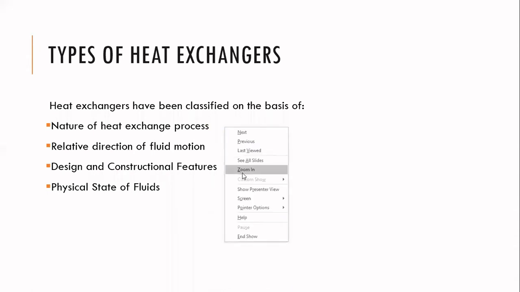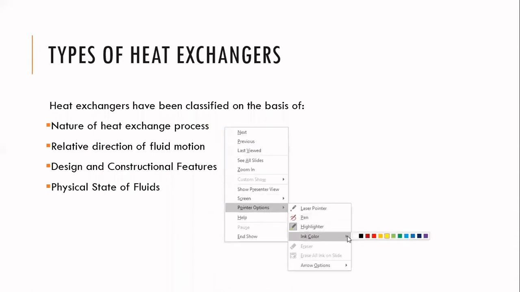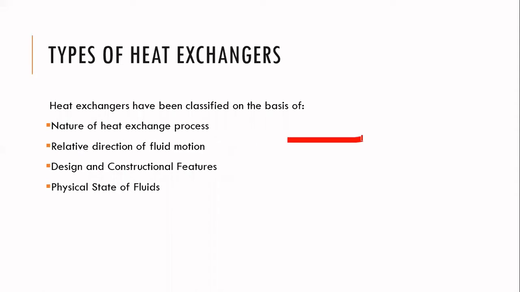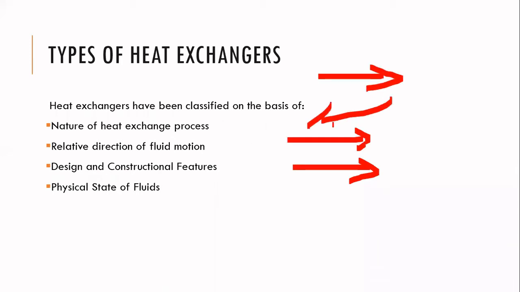What is the relative direction of fluid motion? That can be one of the bases. This is the first fluid, this is the second fluid. Whether the fluids are moving in the same direction, or the fluids are moving in opposite directions, or the fluids are moving in perpendicular directions. So depending upon the relative direction of fluid motion, we are going to classify heat exchangers.